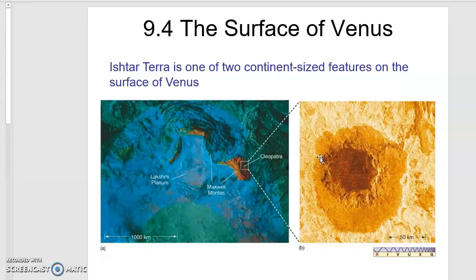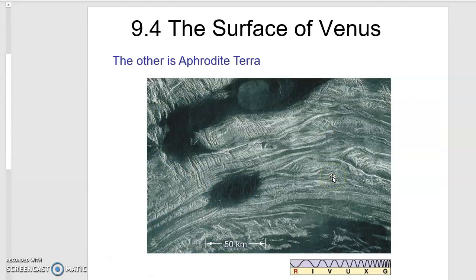Here is Ishtar Terra. It's one of the two continent-sized features on Venus. They're very, very large, as you can tell. But beyond that, there's nothing really extraordinary about them. I'll probably hate myself for saying this. But there are large volcanoes and large impact craters that exist on the surface of Venus. Here are some other areas around Aphrodite Terra.